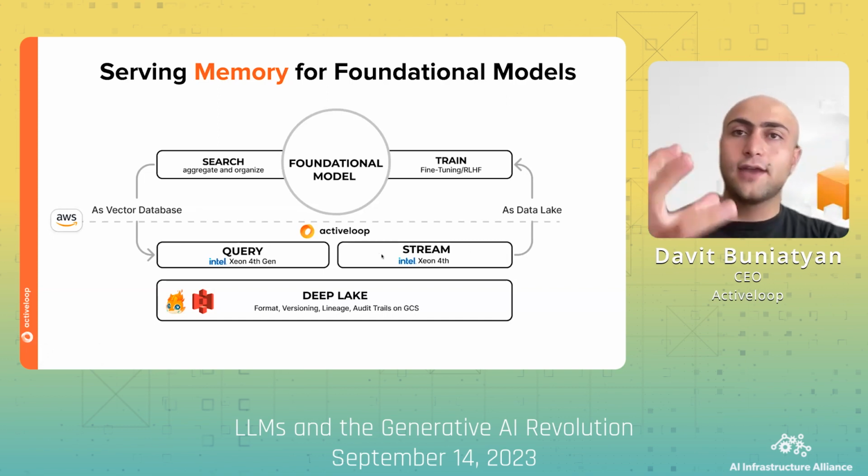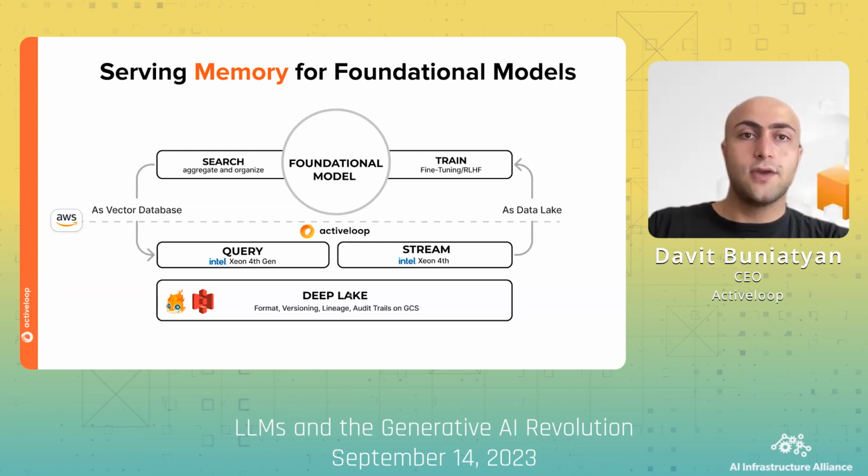And from the other side, you have the streaming engine that can stream the data to your training or fine-tuning applications. And below it you have Deep Lake, which sits on top of your own S3 or Google Cloud Storage or Azure Blob Storage to make it cost-efficient and scalable to store the data, with compute and storage isolation.